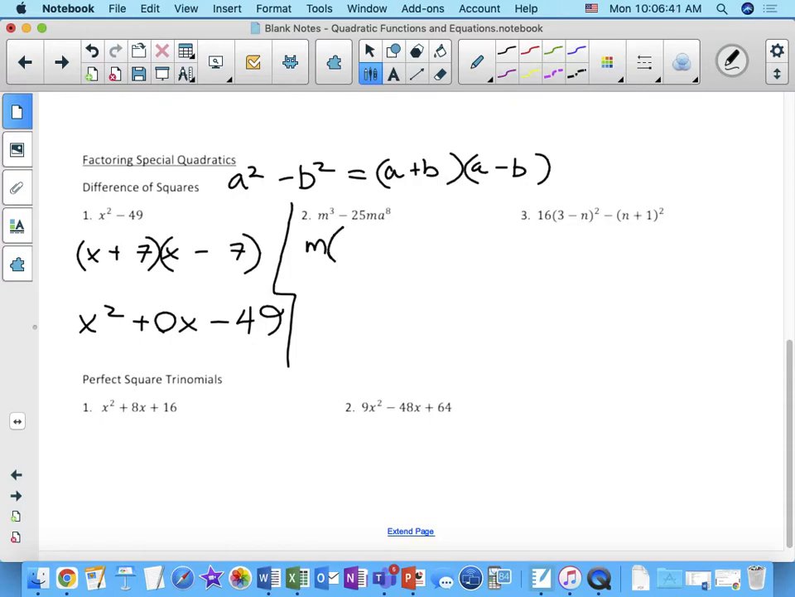All right, so when I pull an M out, what's left? What's left from the M cubed term? M squared, yeah. What's left from the 25ma to the 8 term? Yeah, 25a to the 8. Okay, is this a difference of squares? What do you think? Yeah, because m squared is m times m. 25a to the 8, what would you have to multiply by itself to get that? What times what is 25a to the 8?